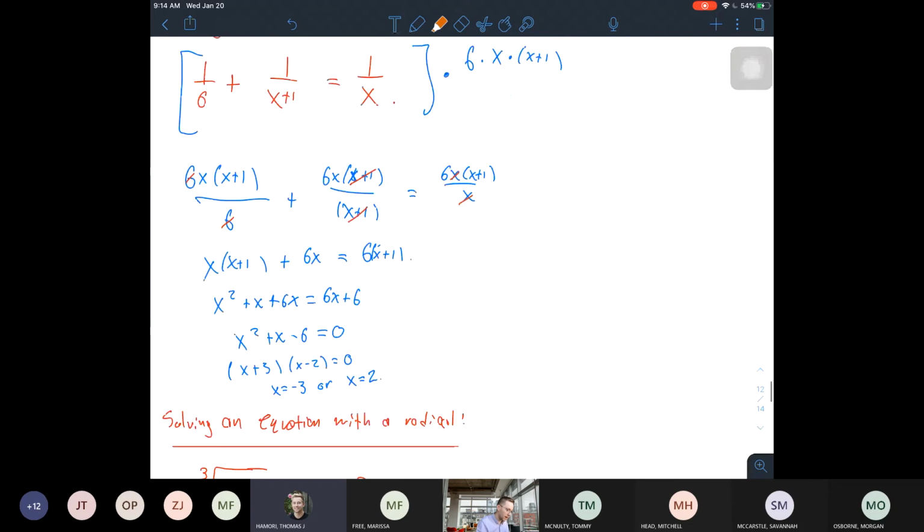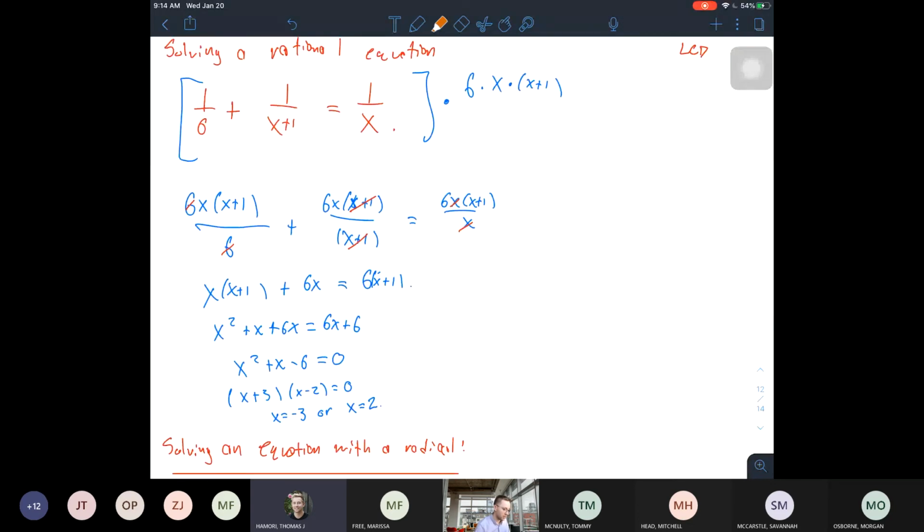So that's how we can solve a rational equation. It's basically about multiplying by the LCD and turning all of your fractions into not fractions anymore. Any questions about this one?